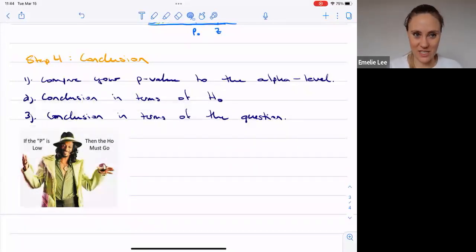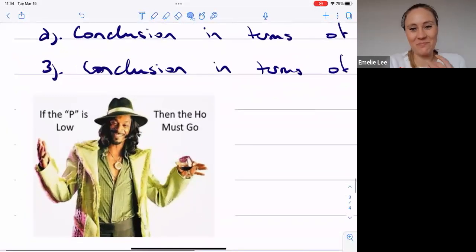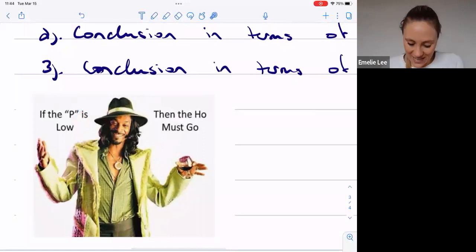I don't think I've shown it to you, but I know it's a little bit bad, but it also is really helpful for remembering what your conclusion is, right? So your conclusion in terms of your H0, if the P is low, so what's low? Well, less than the alpha level, right? Then the null hypothesis must go, right? So then you can reject H0 in favor of HA, okay?